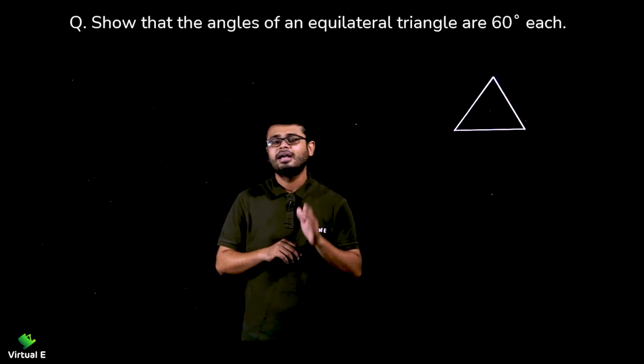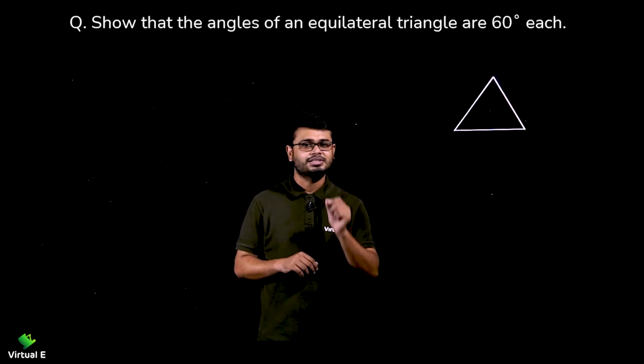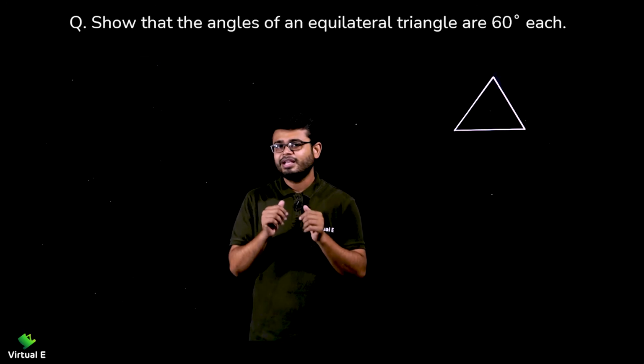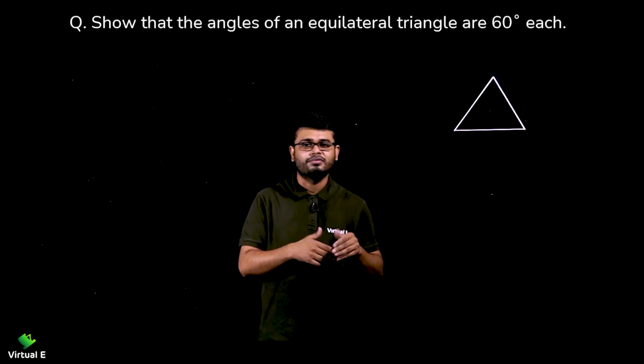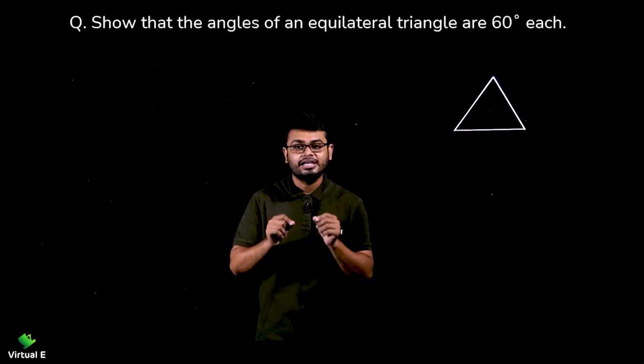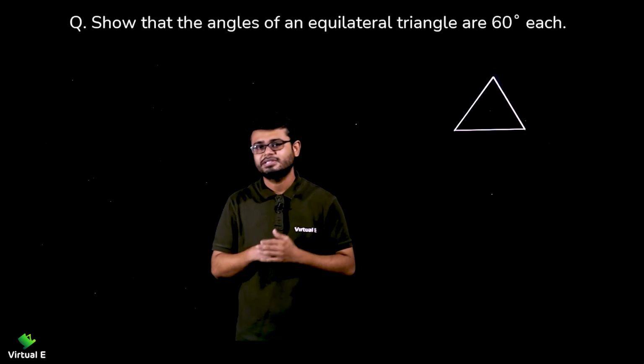We know that all angles of equilateral triangles are equal. But when we prove it, we cannot just write it. We also need to prove that all three angles are equal. But why and how is it equal, right?